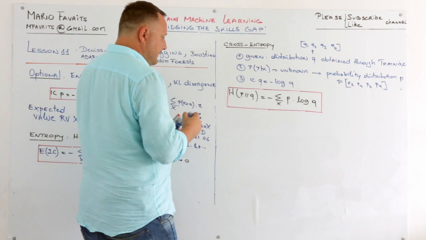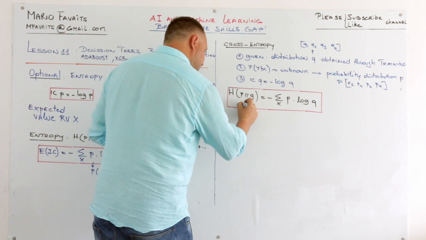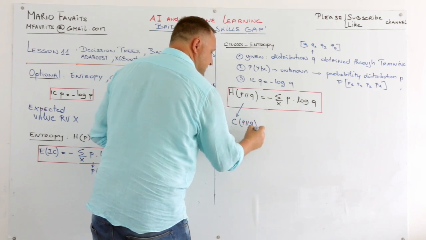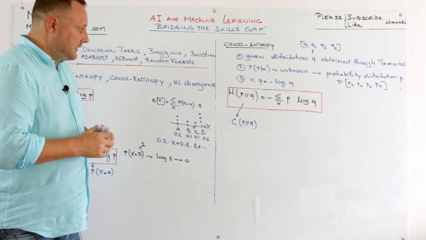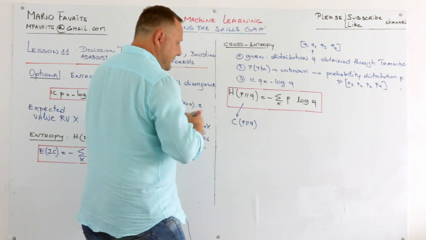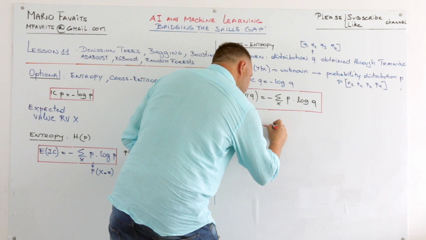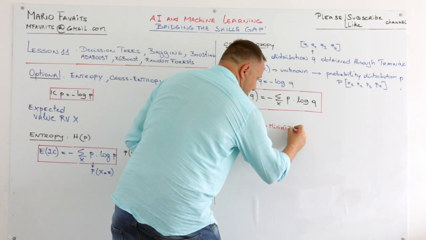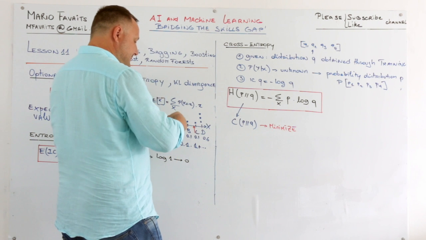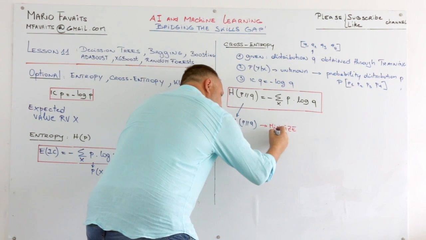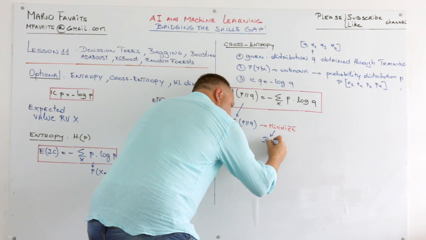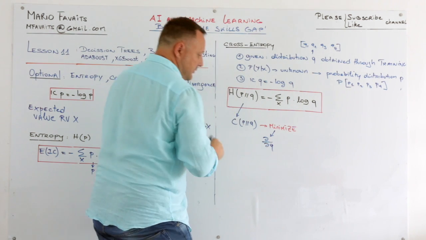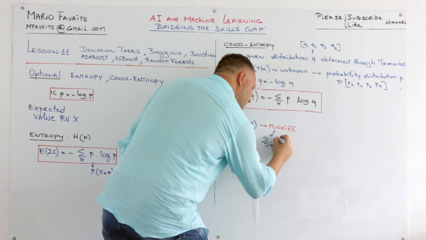Okay, so now this cross entropy will be our cost function for classification problems. Yeah? This will be our cost function, and we need to minimize. And minimize means that you're gonna take the derivative with respect to q, and set it to 0.